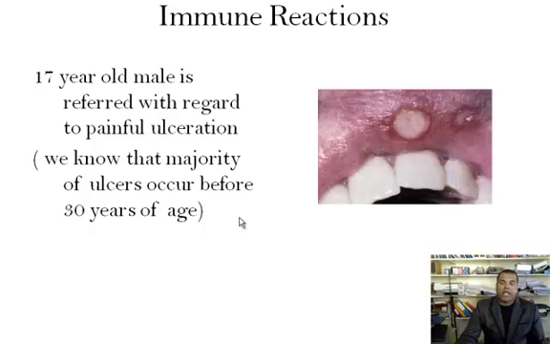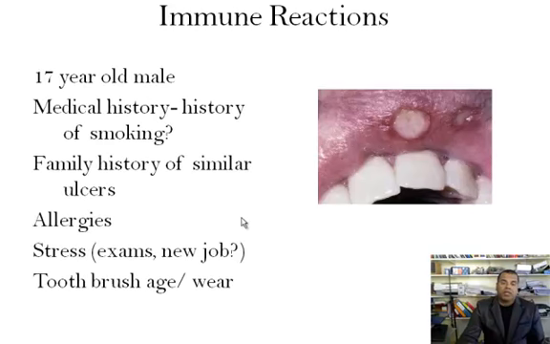So if we look at this case where a 17-year-old male is referred with regard to painful ulceration, we know that the majority of ulcers occur before the age of 30. Medical history, there's a query on smoking, but there is a family history of similar ulcers. No allergies, but stress at this age, there may be exam time, or that may be just starting a new job. You would need to look at the toothbrush age and wear, because if the bristles are frayed outwards, they're more likely to cause trauma.